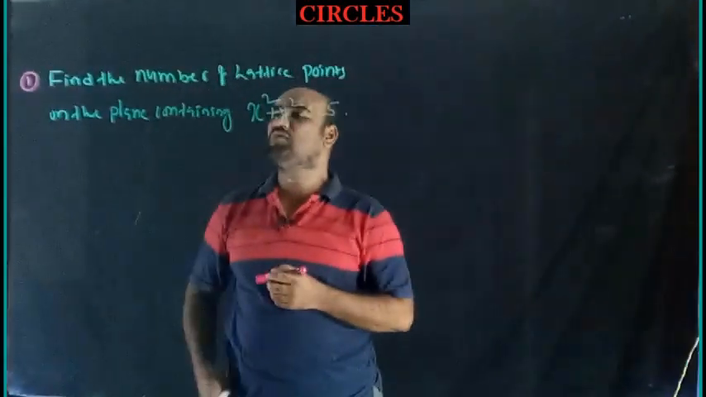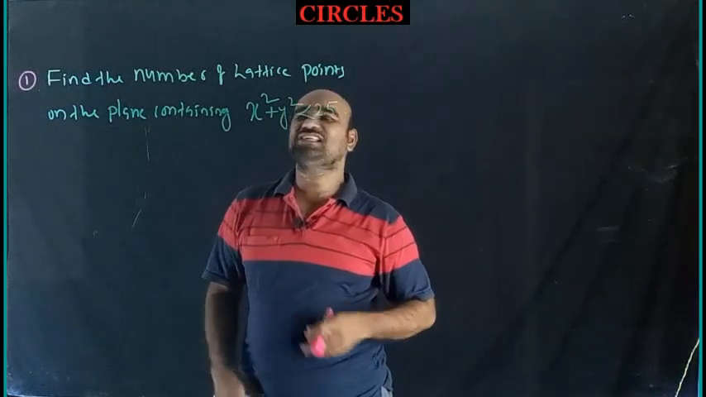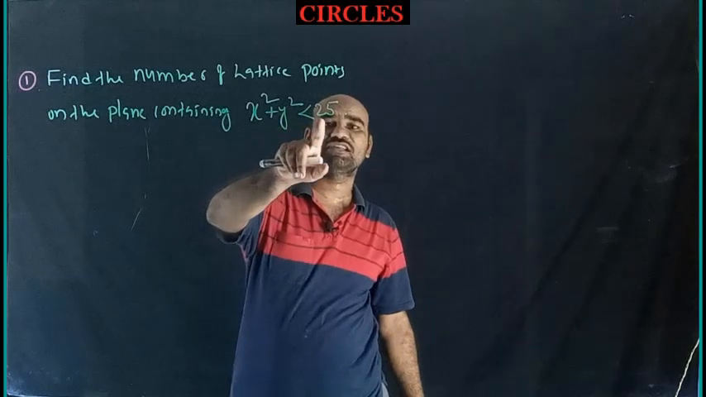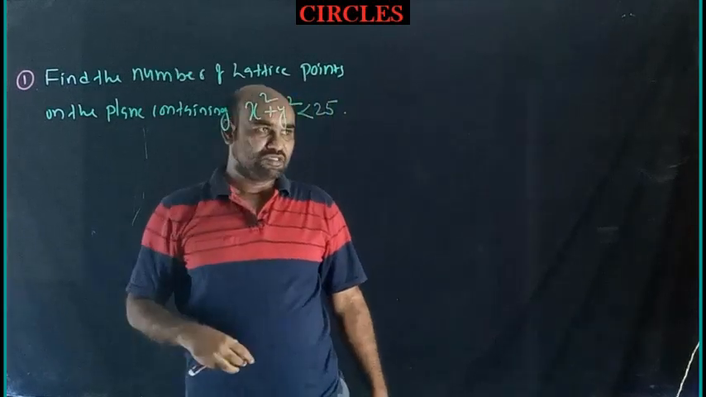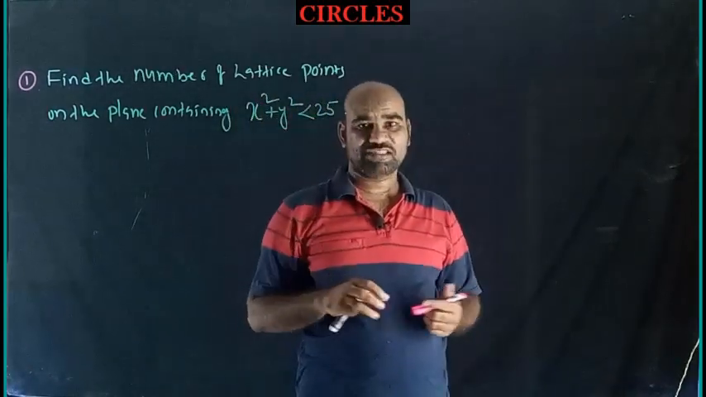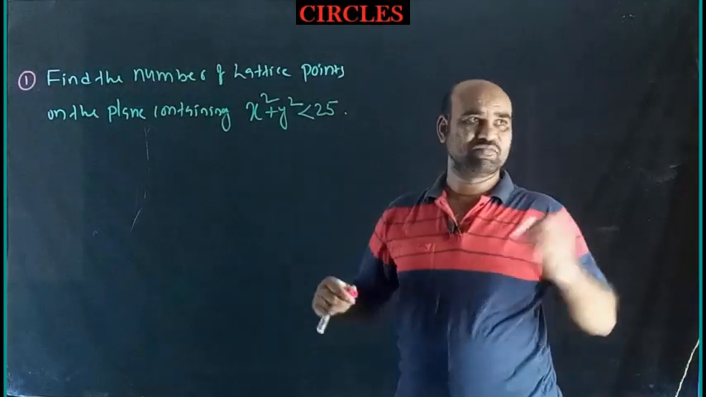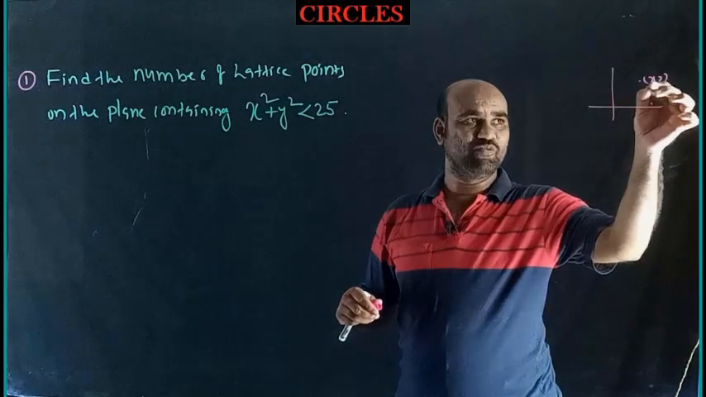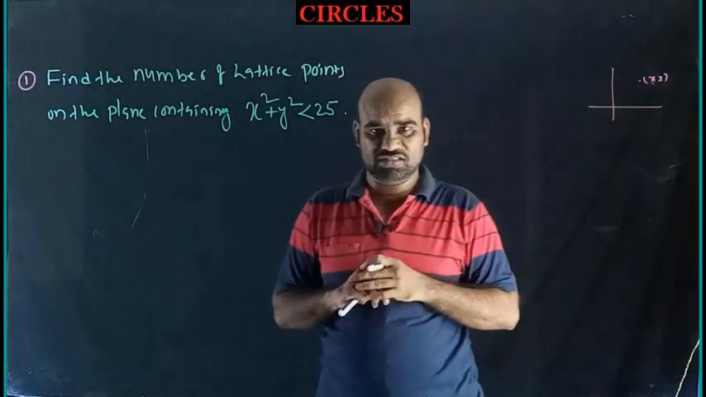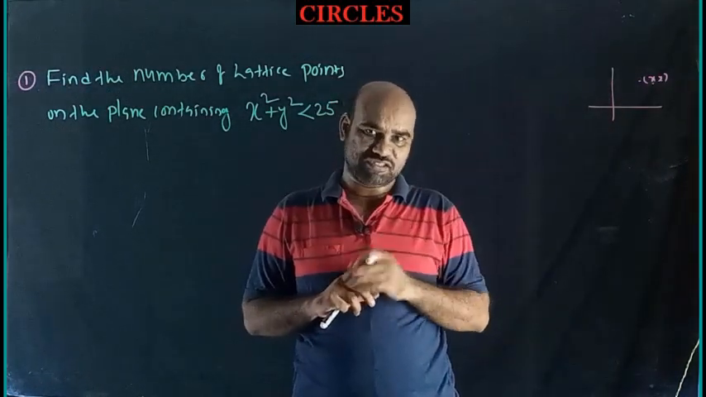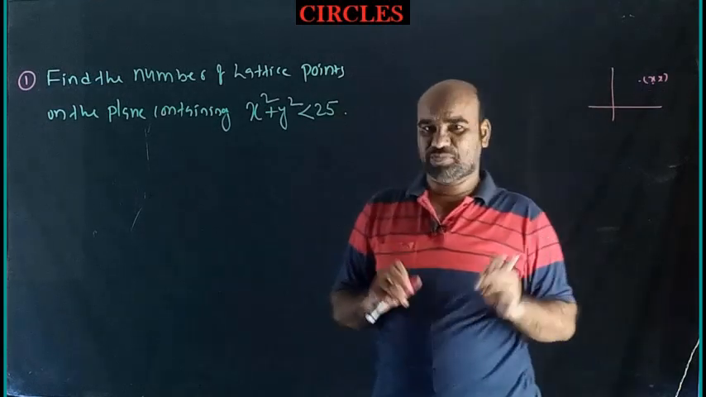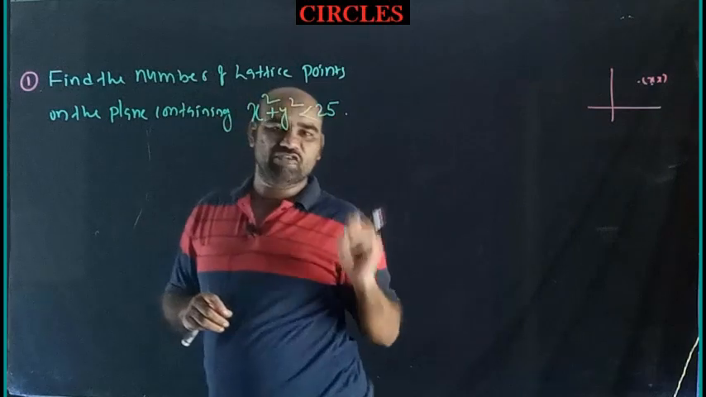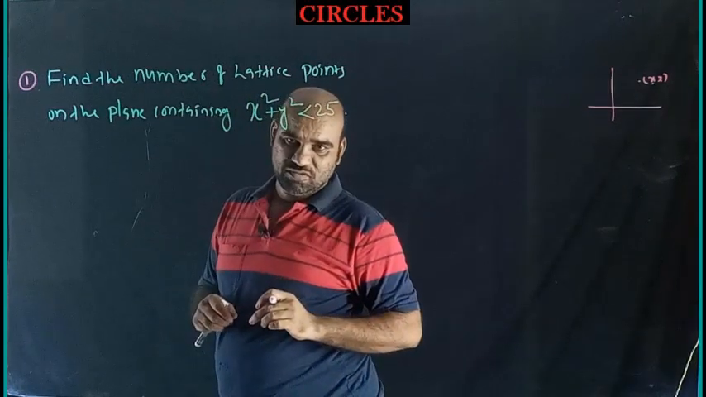Students, our first problem. Find the number of lattice points on the plane containing x square plus y square less than 25. First of all, I want to explain what is meant by a lattice point on the coordinate plane. On this coordinate plane, a point is said to be a lattice point if both its coordinates are integers, integral coordinates. Such a point is called a lattice point. So here x square plus y square equal to 25 means a circle. See here.